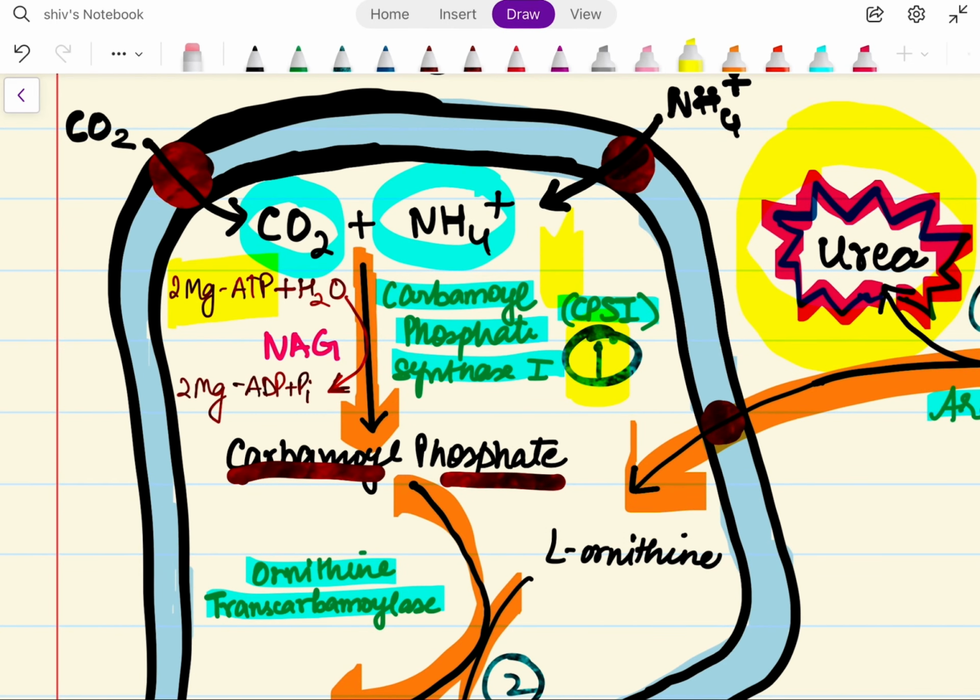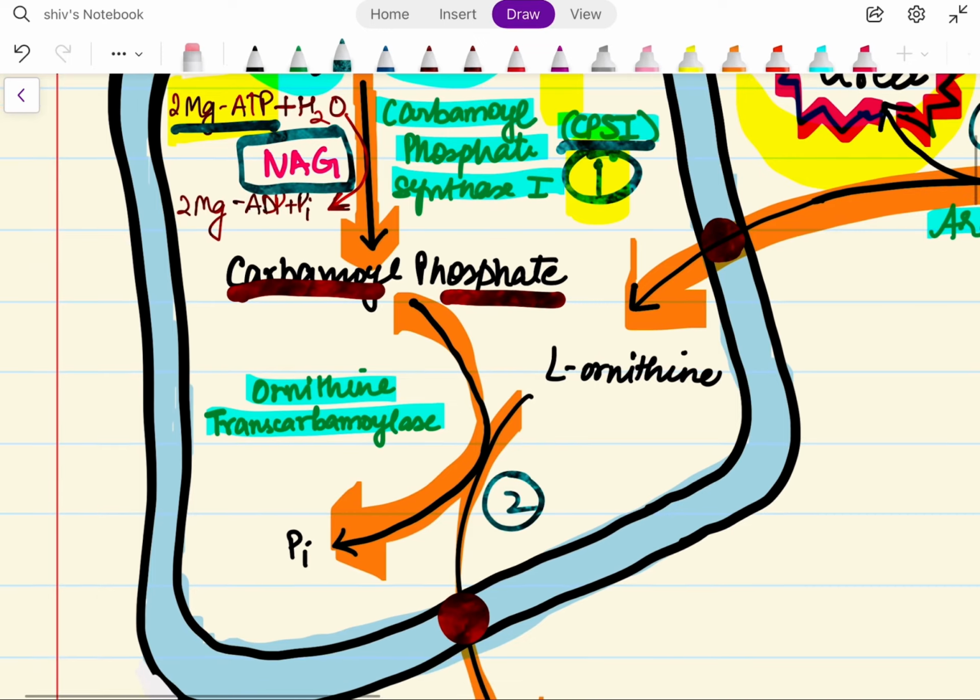A very important thing to note here is that 2 ATPs are used in this step, and this is the rate limiting step of the whole urea cycle. The enzyme CPS1 needs a cofactor which is NAG, that is N-acetyl glutamate. N-acetyl glutamate is a very important name that you should remember. It is a cofactor of the enzyme carbamoyl phosphate synthase 1. And always remember that this step is the rate limiting step. And this enzyme will only be active in the presence of NAG.